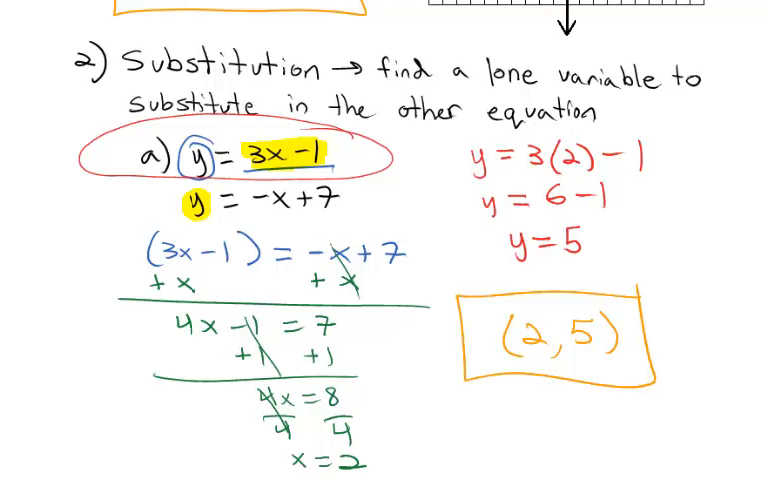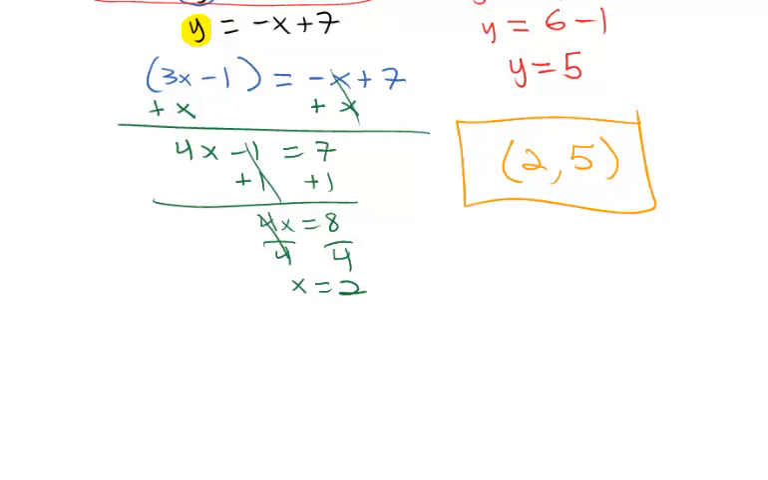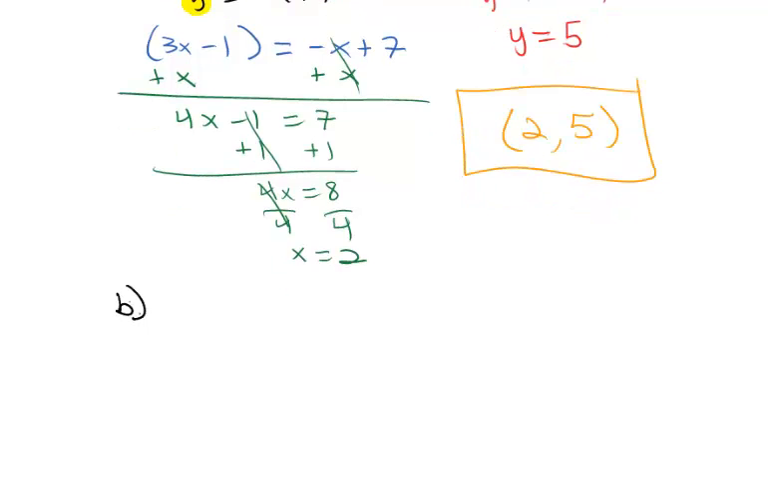Let's take a look at one more substitution problem that's a little more involved. So let's try this problem. Let's try x minus 2y equals 5 and 3x equals 7y plus 8.